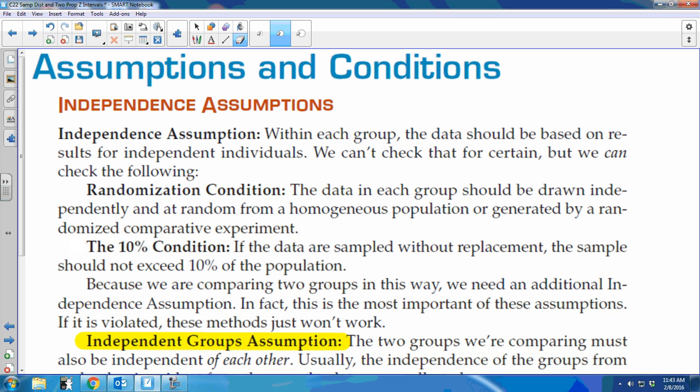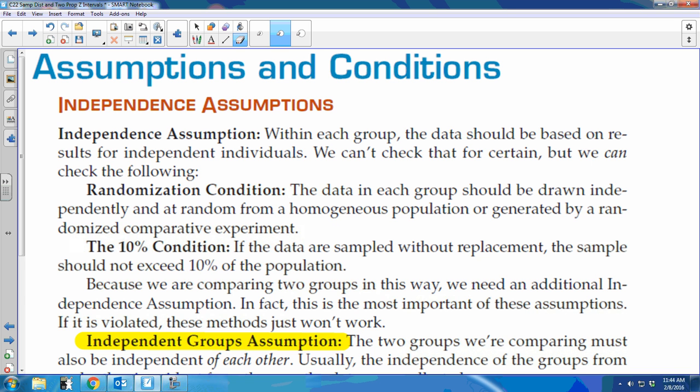For the 10% condition, the sample size of the Murray sample was less than 10% of all Murray High students. The sample size of Callaway County was less than 10% of all Callaway County High School students, because they don't have to be the same sample size. I could have sampled 30 people from Murray High School and 125 from Callaway County High School. It doesn't really matter. You have two samples. Make sure you meet the conditions.